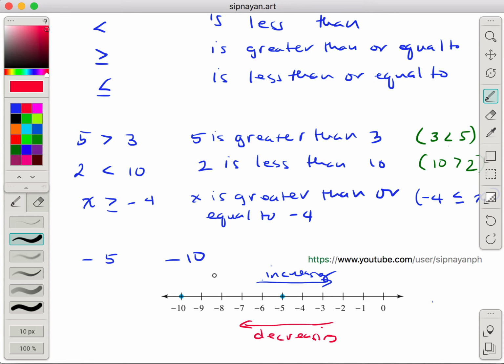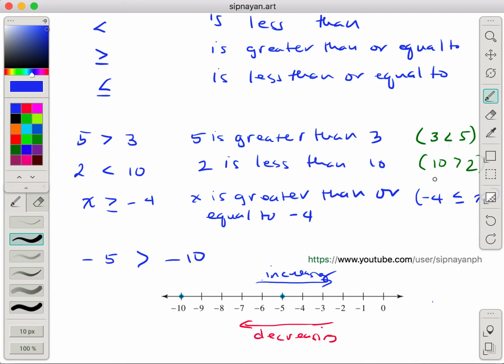So, ibig sabihin, since negative 10 is to the left of negative 5, meaning negative 10 is mas maliit siya. Meaning negative 5 is greater than negative 10. So, kung sino yung nasa kanan, siya yung mas malaki. Kung sino yung nasa kaliwa, siya yung mas maliit.